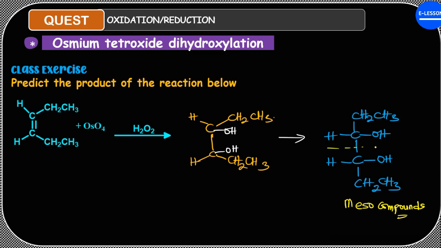For instance, look at this one. If you divide this into two, this side and this side, they are almost the same. Are you getting it? If you cut it into two like this, they are the same. So they are superimposable mirror images of each other. So this is a meso compound, a compound that can be divided into two equal parts. Alright. So that is that on this osmium tetraoxide dihydroxylation.